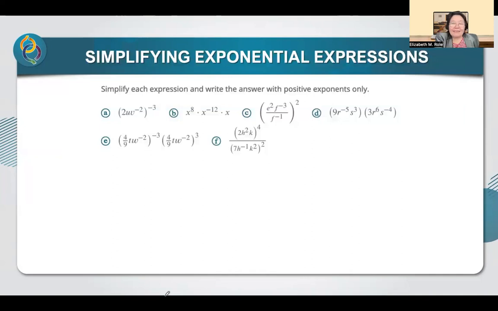Okay, so just to remember what we have done so far, will you please solve these different expressions? I have A, B, C, D, E, F. Try doing that.